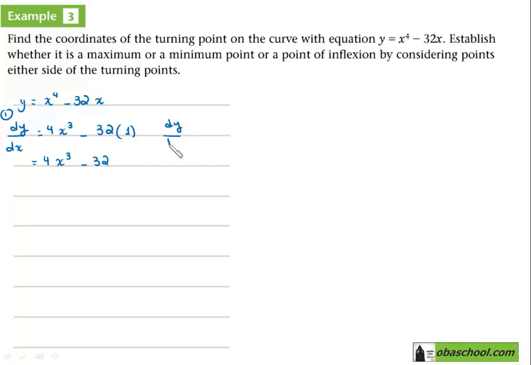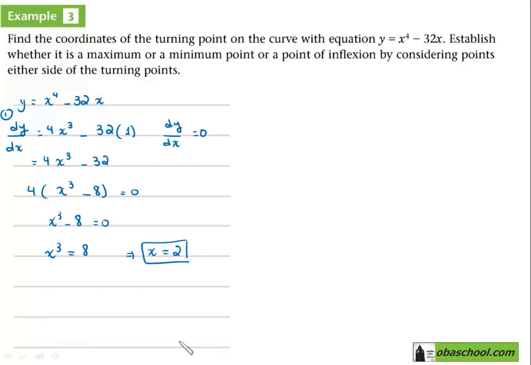We need to solve dy over dx equals 0. First, we need to factorize. 4 is common: 4 times x cubed minus 8 equals 0. Therefore, x cubed minus 8 equals 0. So x cubed equals 8. By applying the cubic root, we know that x equals 2. Now we say at x equals 2, we have a turning point.